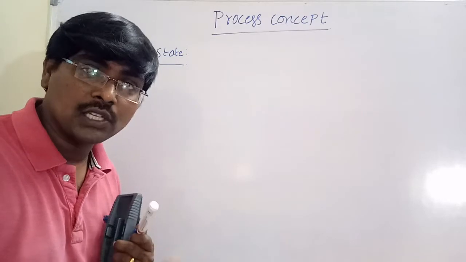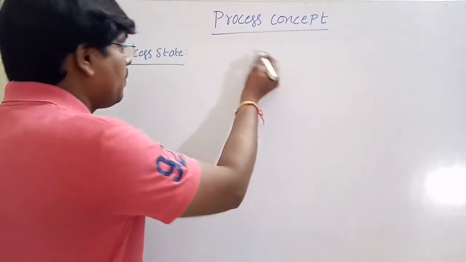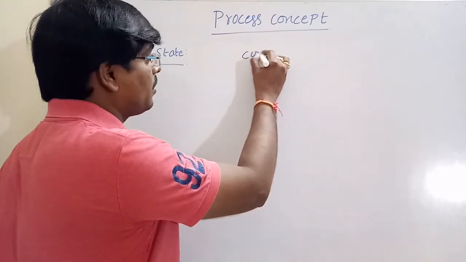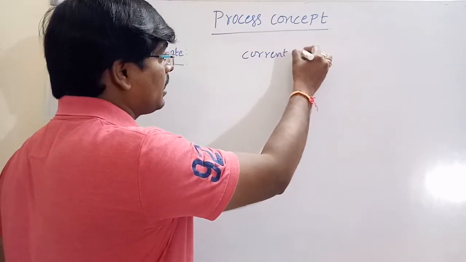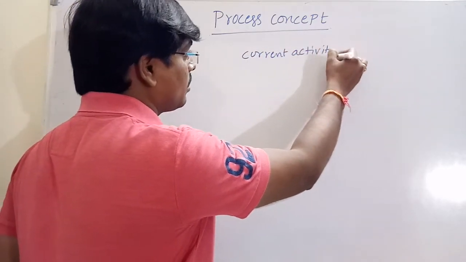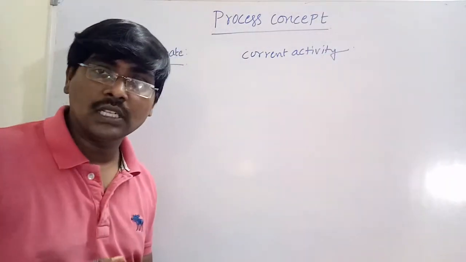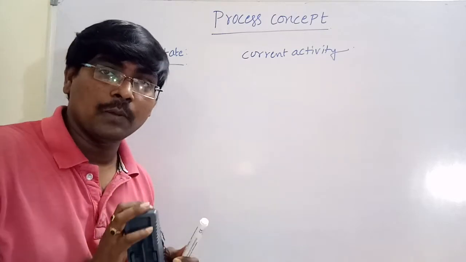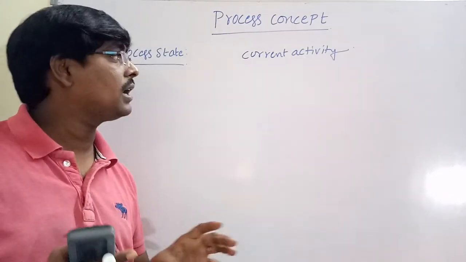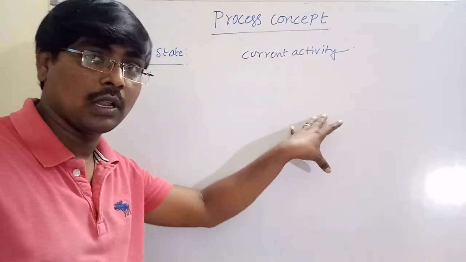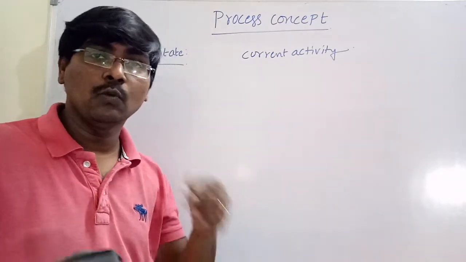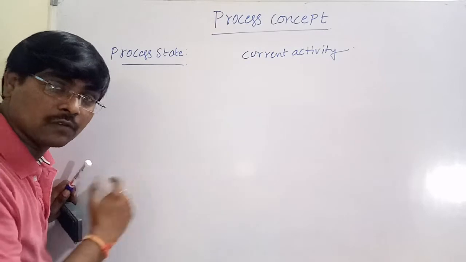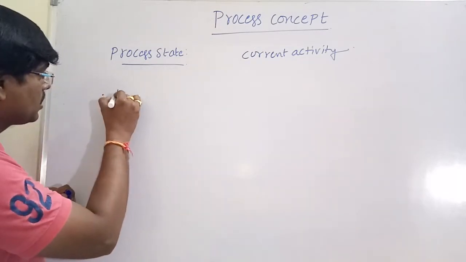How do we define a state? The state of a process is defined in part by the current activity of that particular process, the current activity that is performed by that process. Based on that, we define the state. Generally, we have 5 types of states. What are the 5 states?